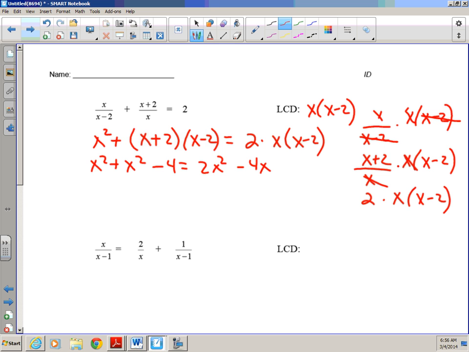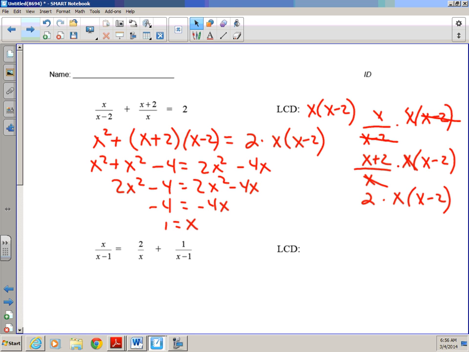Okay, so be careful here. It's 2 times x, which is 2x. So I'm really distributing 2x to x, 2x squared, and 2x to negative 2, which is negative 4x. All right, I have a quadratic right now, but once I get rid of the 2x squared, I'm left with negative 4 equals negative 4x, or x is equal to 1. I don't have any extraneous solutions because I don't have any zeros in my denominator. Okay?